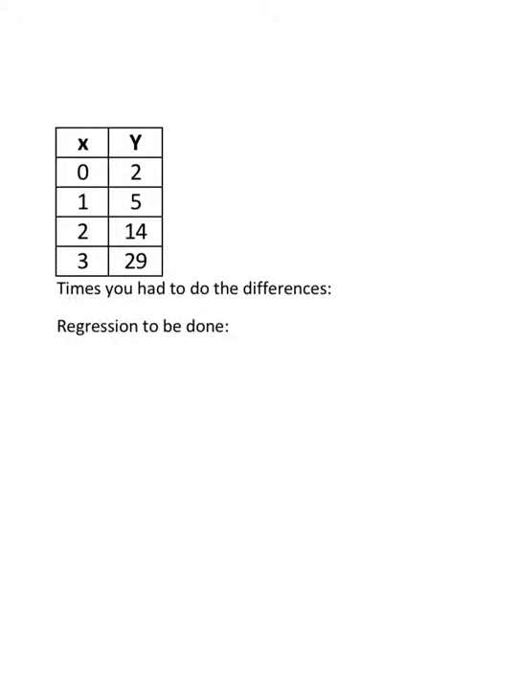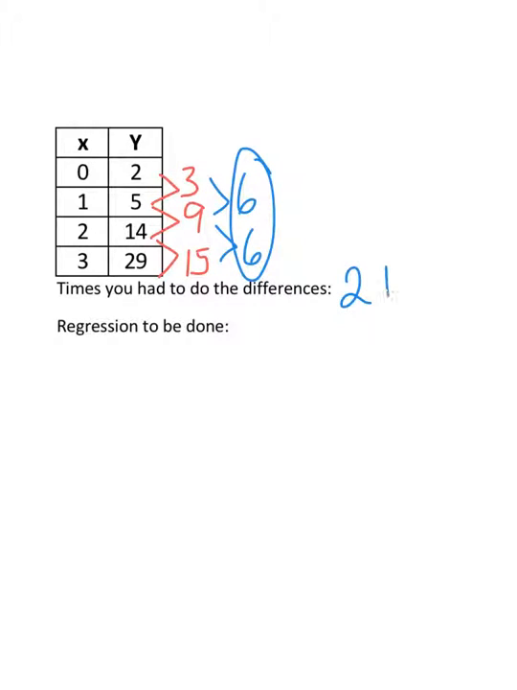Alright, so this table's a little bit longer, so same thing, it's finite differences. So I'm going to go from one number to the next, and I'll get a positive 3, positive 9, 14 to 29, it's an increase of 15. So if this was linear, all those numbers right there would have been the same. It's not. So I'm going to do it one more time. 3 to 9, that gives me a 6. 9 to 15, that gives me a 6 as well. So how many times did I have to do the differences? Twice. So I had to do it 2 times.